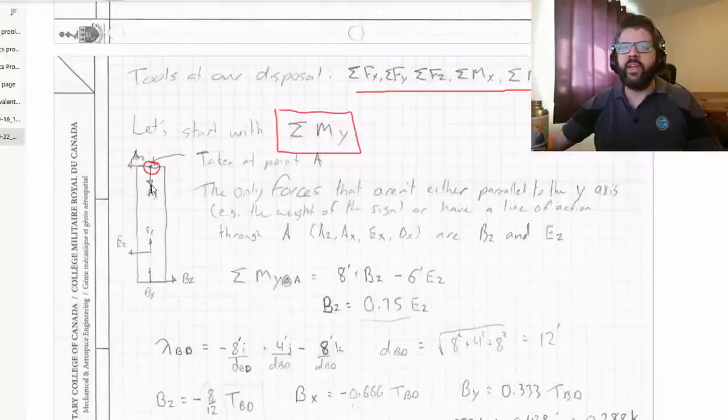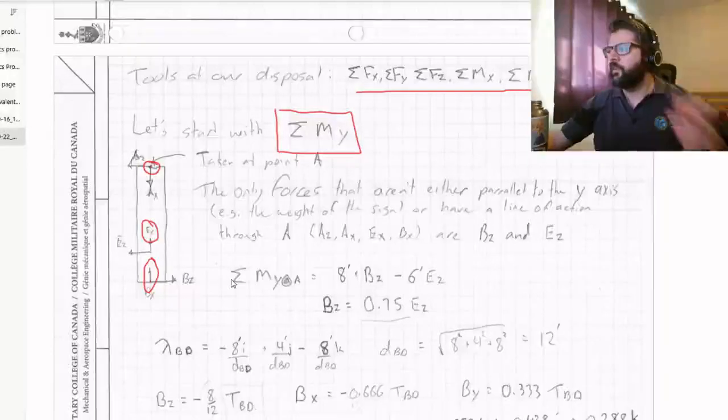they act through the same line of action as the point. Their line of action intersects through that point, as do these two x components of the tensions. So the only forces that we end up with on this graph are the EZ and the BZ.